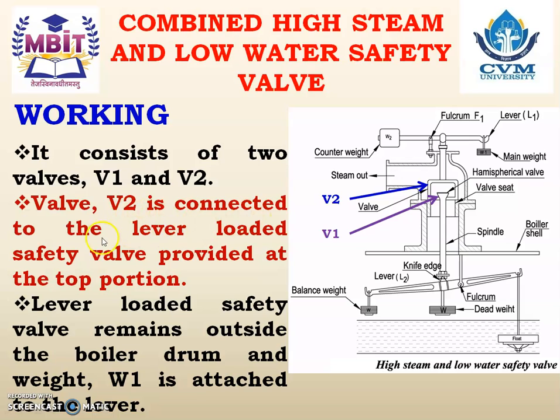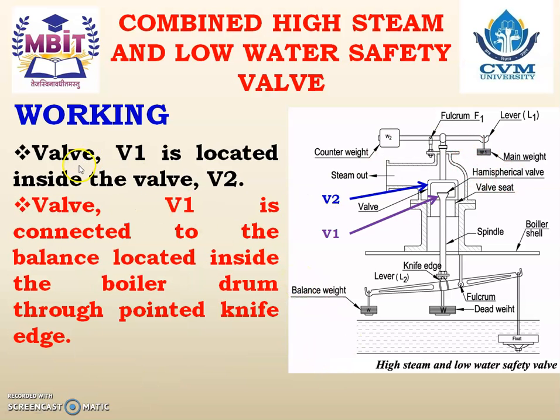It consists of two valves, V1 and V2. So this is valve V1 and this is valve V2. Valve V2 is connected to the lever loaded safety valve provided at the top portion. In the lever loaded safety valve, main weight W1 is attached. The lever loaded safety valve remains outside the boiler drum and weight W1 is attached to the lever. Valve V1 is located inside valve V2.